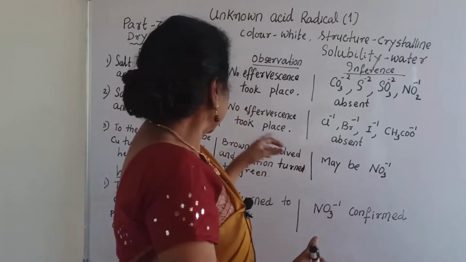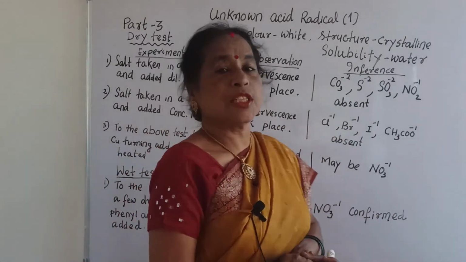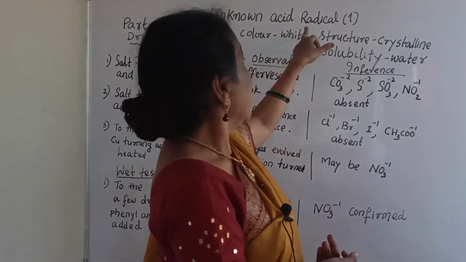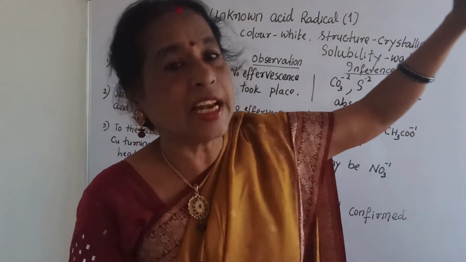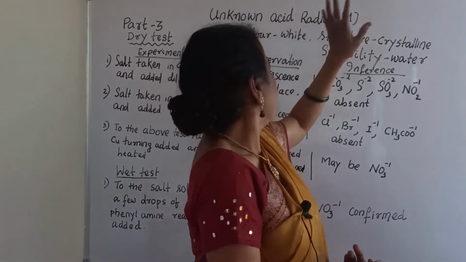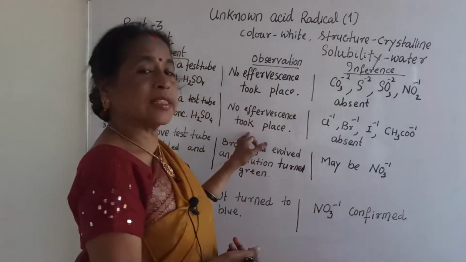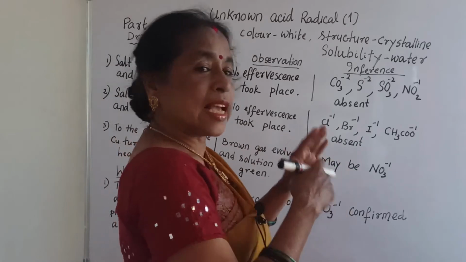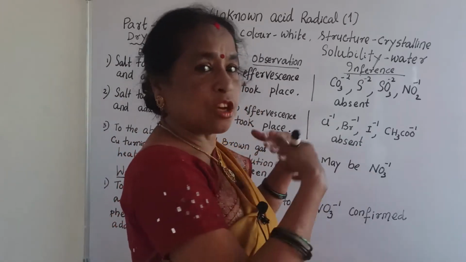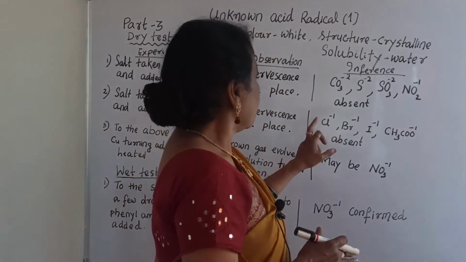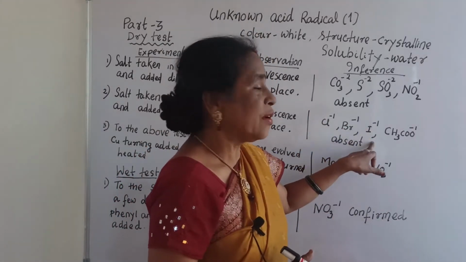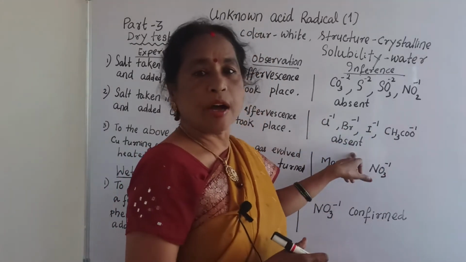You observe. Yes, there is no effervescence. What is the salt given? Acid radical 1. In the packet it is written, acid radical 1. Then no effervescence took place. That means the second group radicals, that is the concentrated sulfuric acid group radicals, are absent. So chloride, bromide, iodide, acetate are absent.